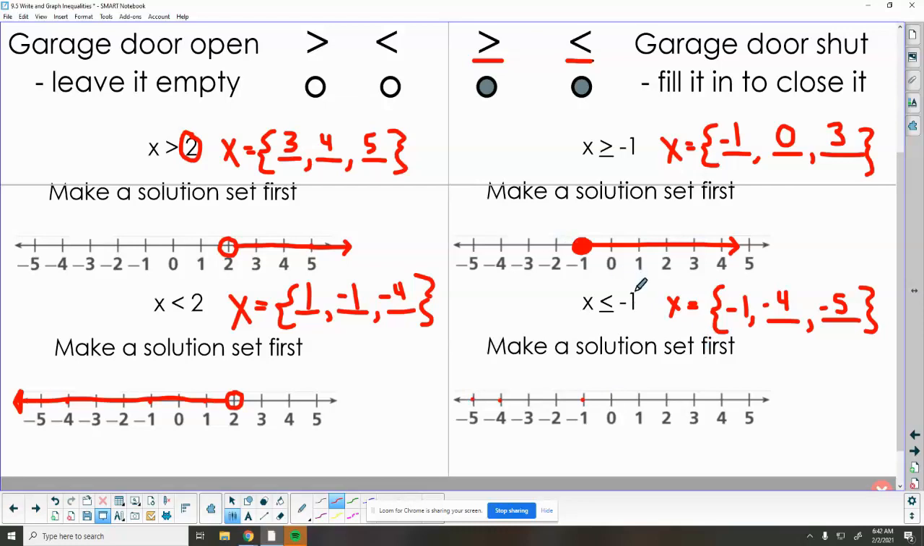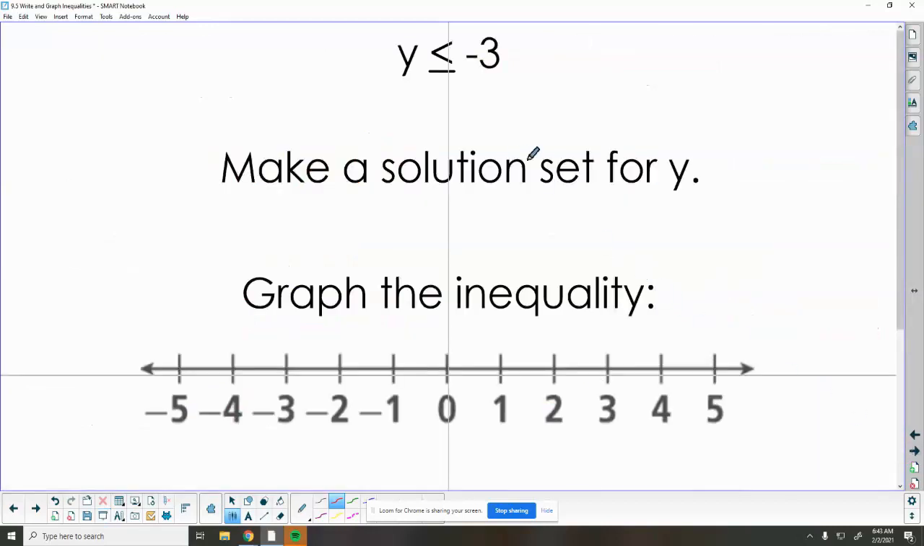So now I come here and I'm going to graph -1. So I'm going to circle -1. And because the garage door is shut, I need to shut in and fill in the garage door. And then I draw my arrow over to say, yes, it can be X, can be anything headed in this direction to the left. So let's try task 2 here.